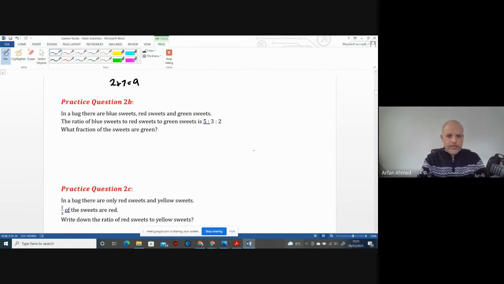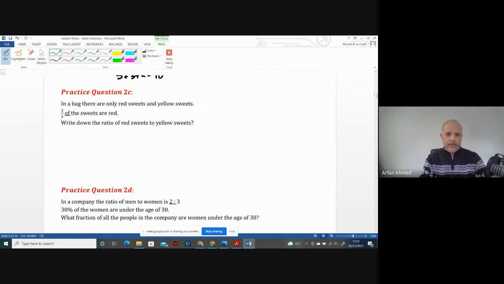In a bag, there are blue sweets, red sweets, and green sweets. So you've got blue, red, and green in the ratio 5 to 3 to 2. What fraction of the sweets are green? Well, you've got 2 green out of a total of 10. So it's 2 out of 10. Yep, or you can simplify it to 1/5 if you wish. Both answers are perfectly fine. It doesn't say simplify, so you don't have to. Whether you put 2/10 or 1/5 makes no difference.